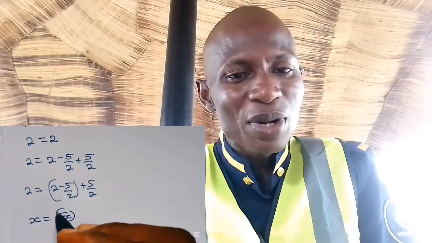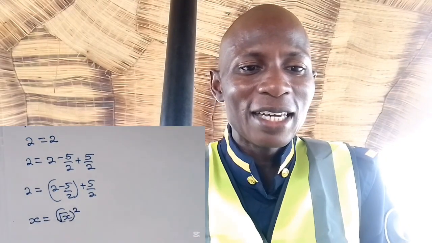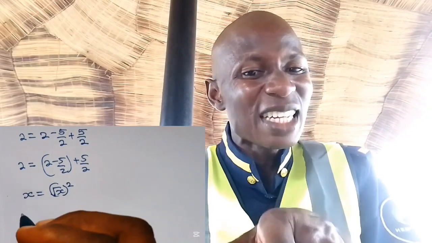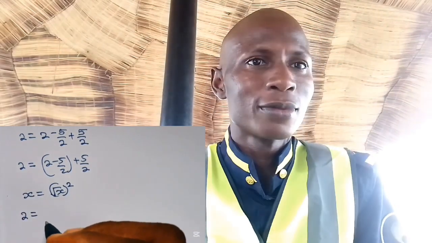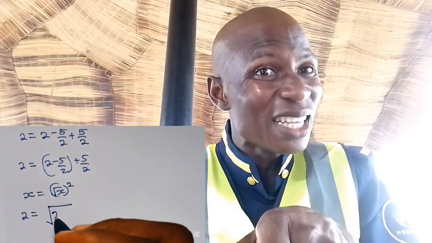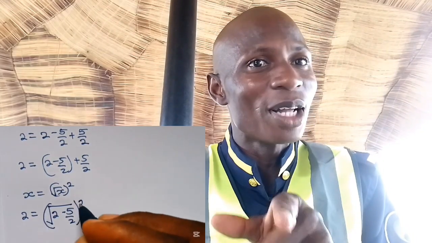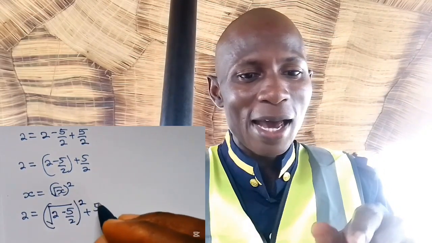Now we bring the square root of x squared, right? So it simply means that I can't bring this rule of mathematics. From there I can write this. That is already where the mistake is. You can see that minus 5 over 2 raised to the power of 2, plus 5 over 2. If you go through the law of mathematics.